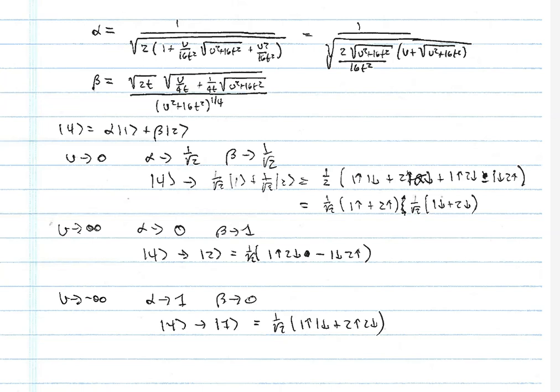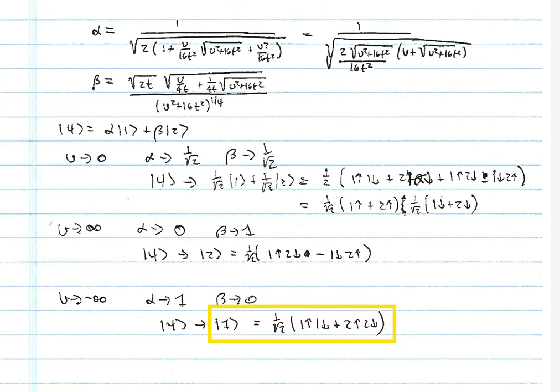In the other case, when I look at U goes to minus infinity, there's actually a cancellation in the expression for alpha. It's better to work with the first expression rather than the second expression for alpha. There's actually a cancellation there, and you find alpha goes to 1 and beta goes to 0. And that means psi goes to the state 1 over square root of 2, 1 up, 1 down, plus 2 up, 2 down.